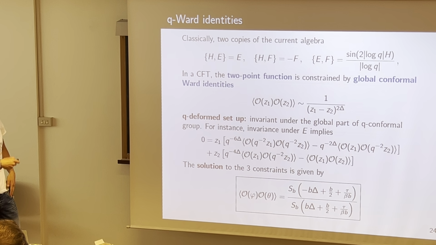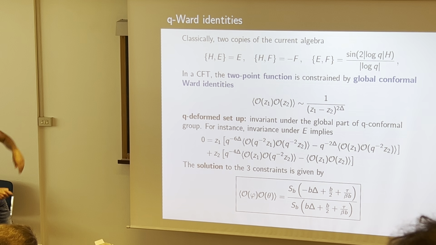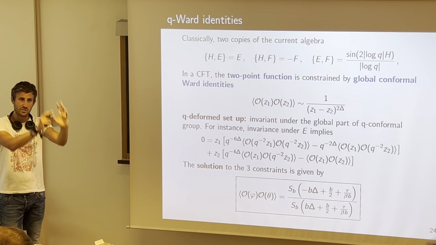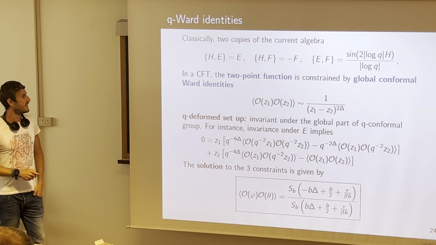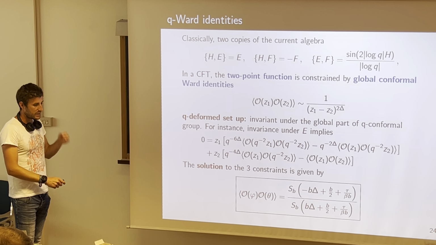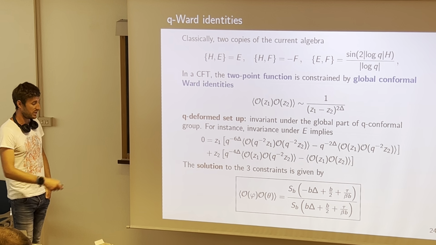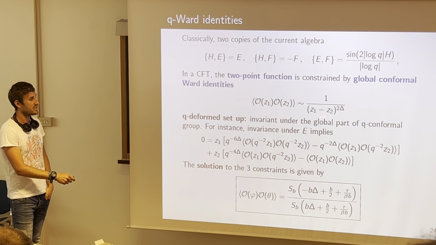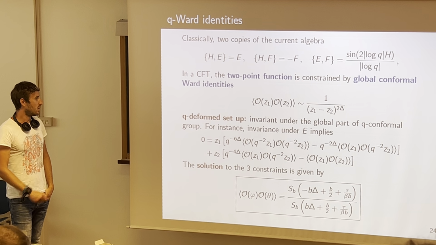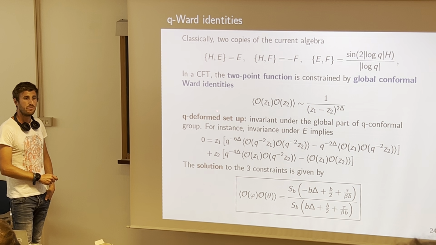So what we want to do is study the 2-point function, and use this symmetry to constrain its form. In a CFT, you can constrain the form of the 2-point function by using the so-called global conformal Ward identities. Since SL2R is just the global part of the full Virasoro algebra, you can require that your 2-point function is invariant under the action of these three generators, and you basically find the standard conformal answer. So one may ask, can we do the same thing with the Q-deformed setup?